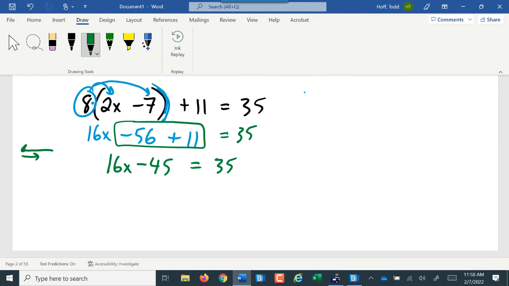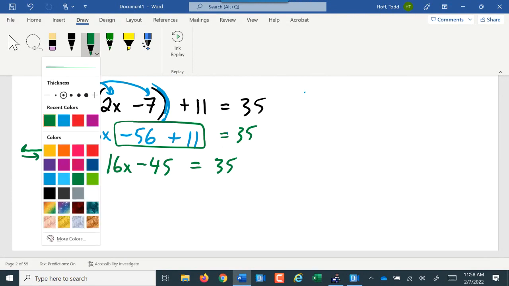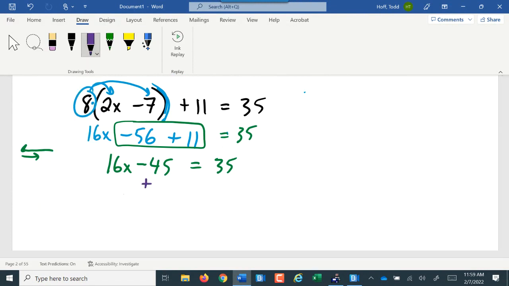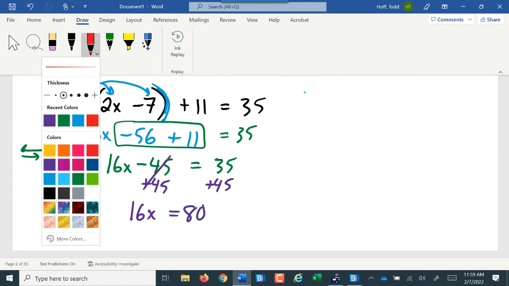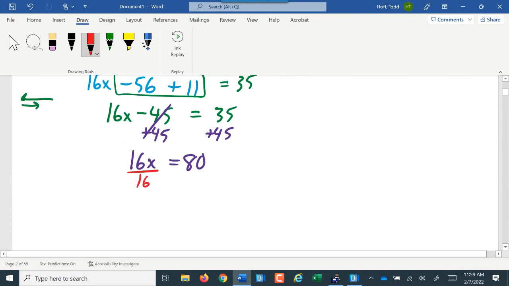The variable is already on one side, so we can go ahead and solve. Add 45 to both sides. Negative 45 is gone on the left, giving us 16x. On the right side, 35 plus 45 is 80. And now we'll divide by the 16. x equals 5.